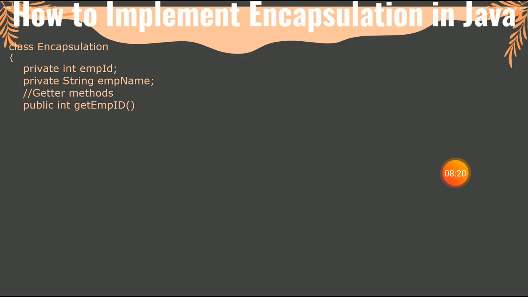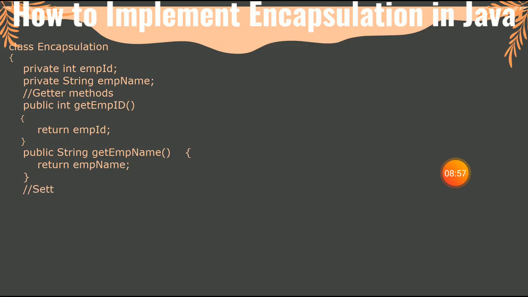Now whenever we want to access the private data, the private variables, we have to create two methods in that class, and only then will we be able to use those private variables. These are called getter and setter methods. Let me write the first one: public int getEmployeeID, through which we'll get the employee ID. Another method returns the employee name, so we'll get the employee name.